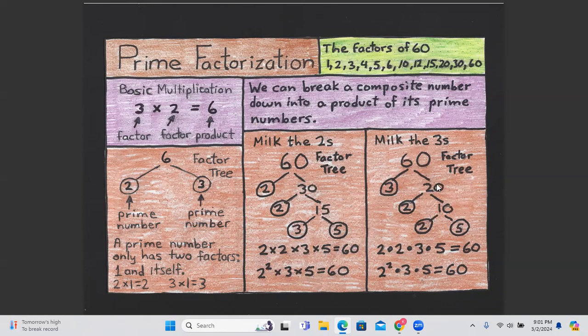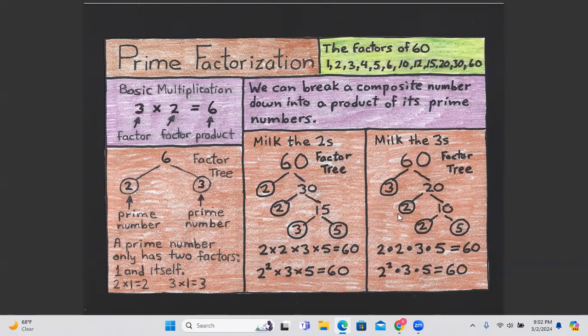20 is still a composite number, meaning that there are multiple ways to get 20 through multiplication of factors. But in this case, 20 is even. So let's milk that 2 out. And so now that we have a 2 right here, we know that 2 times 10 will give us 20. And 10 is a composite number, and we can milk out yet another 2. And we know that 2 times 5 will give us 10. And there you have it. We have our 3, 2, 2, 5. And on this side, we have our 2, 2, 3, 5. And they're the same thing.